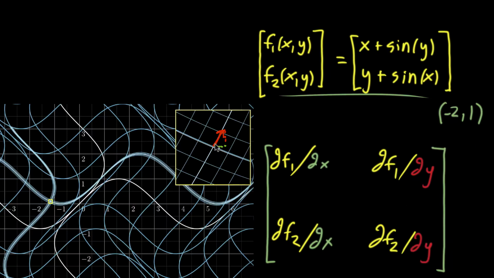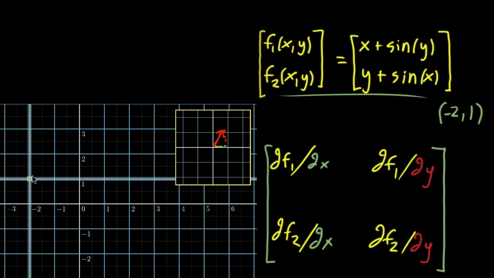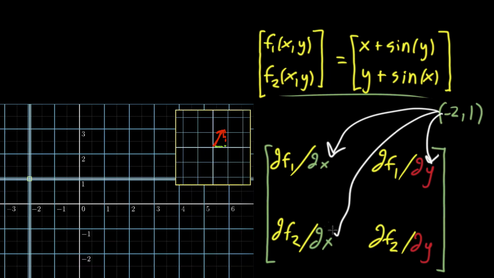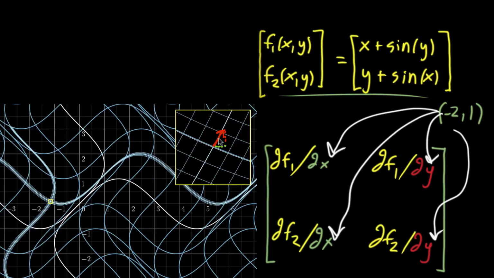And of course, all of this is very specific to the point that we started at. We started at the point negative 2, 1. So each of these partial derivatives is something that really we're saying, take the function and evaluate it at the point 2, negative 1. And when you evaluate each one of these at the point 2, negative 1, you'll get some number. And that'll give you a very concrete 2 by 2 matrix that's going to represent the linear transformation that this guy looks like once you've zoomed in.